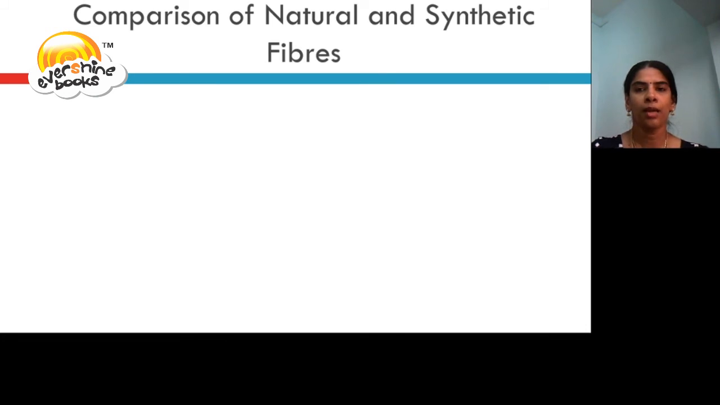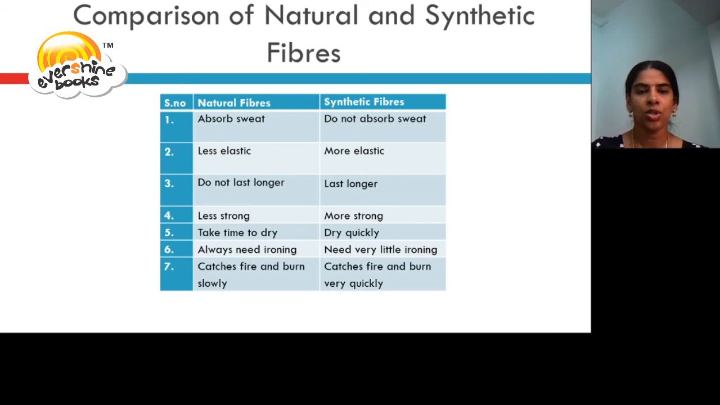Let us now compare natural and synthetic fibers. Natural fibers absorb sweat, whereas synthetic fibers do not absorb sweat. Natural fibers are less elastic, while synthetic fibers are more elastic. Natural fibers do not last longer, whereas synthetic fibers last longer. Natural fibers are less strong, while synthetic fibers are stronger.